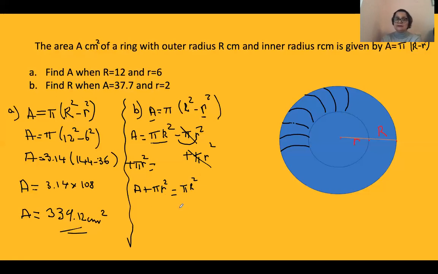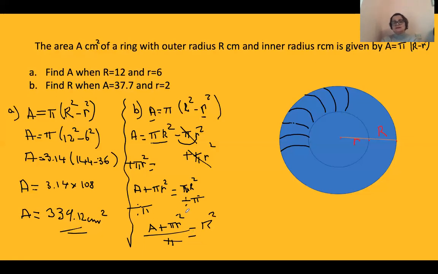And how do we do that? By dividing by pi, because pi r to the power of 2 is the same as pi multiplied by r to the power of 2. And so we need to apply the opposite operation, which is divided by pi. So divided by pi on this side and divided by pi on the other side. And so this is what we have. A plus pi r to the power of 2 divided by pi equals big R to the power of 2.